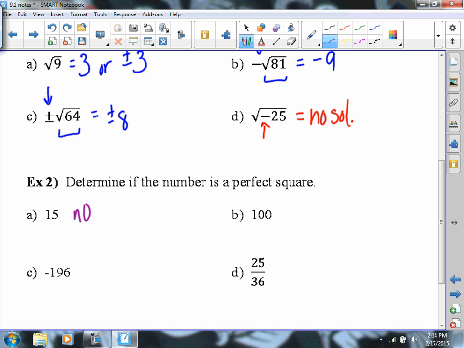100 is though, because 10 times 10 is 100. Now, negative 169. 169 you might recognize as being on our list for our perfect squares, but it's a negative. Okay, so since it's negative, no, we couldn't take the square root of it. And then part D is a fraction. So you have 25 over 36, but 25 is a perfect square, and so is 36. So yes, this would be a perfect square. You'd be able to take the square root of the numerator and of the denominator.